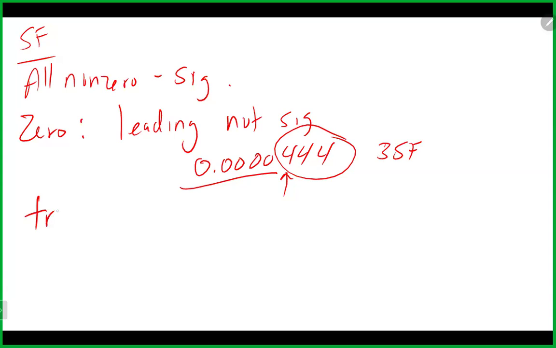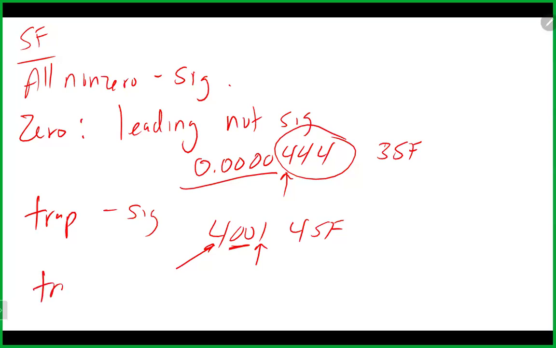We have trapped zeros, which are zeros that are significant. They are trapped between two non-zero numbers. So if we have 4001, we start counting here, which is significant. These zeros are trapped, which makes them significant, and that is obviously significant as well. So this would be four significant figures.